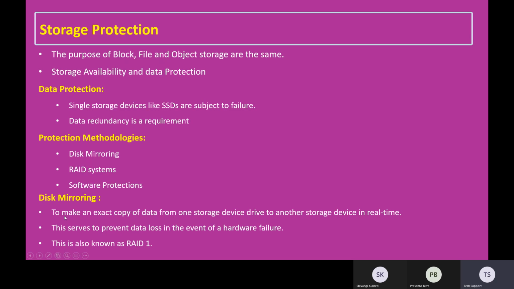Disk mirroring means, as I mentioned, making an exact copy of data from one storage drive to another storage drive in real time. This serves to prevent data loss in the event of a hardware failure. Why we copy to another storage is that in case of hardware failure, there will be no impact to your production. This is also known as RAID 1. Disk mirroring, another name is RAID 1. Now we're going to observe the importance of RAID. I will show you in the next slide the purpose of RAID.